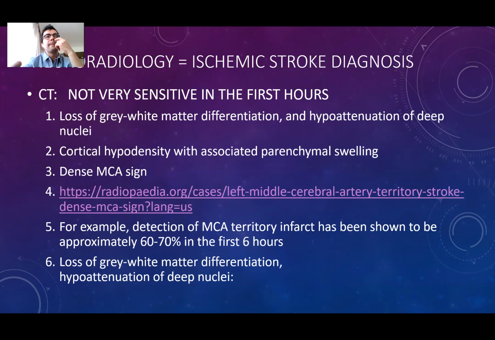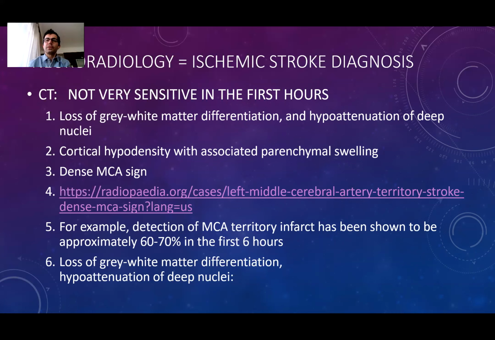But in the CT, unfortunately, look at the fifth number here. The middle cerebral artery territory infarcts is visible only 60% to 70% in the first 6 hours. So if you have a normal CT scan with a stroke patient, it doesn't imply that the patient is not in stroke. Okay, please remember this one.